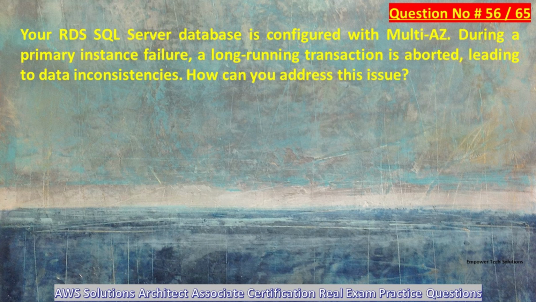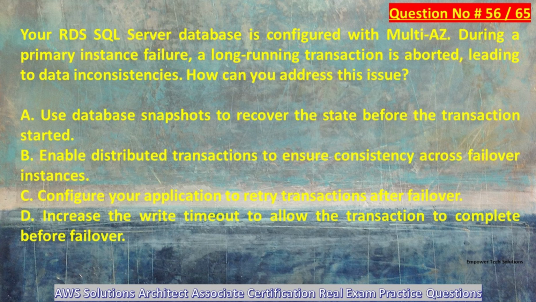During a primary instance failure, a long-running transaction is aborted, leading to data inconsistencies. How can you address this issue? A. Use database snapshots to recover the state before the transaction started. B. Enable distributed transactions to ensure consistency across failover instances. C. Configure your application to retry transactions after failover. D. Increase the write timeout to allow the transaction to complete before failover.